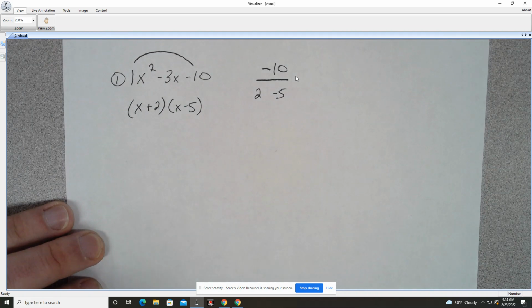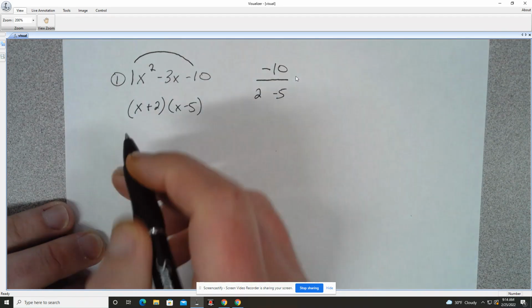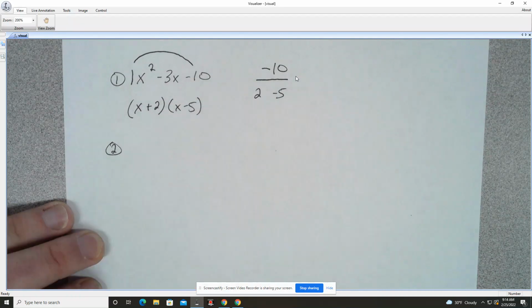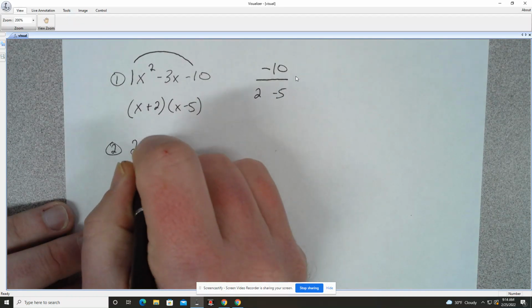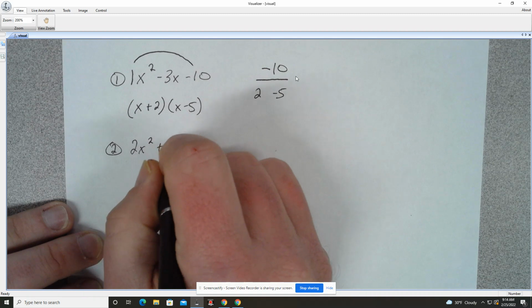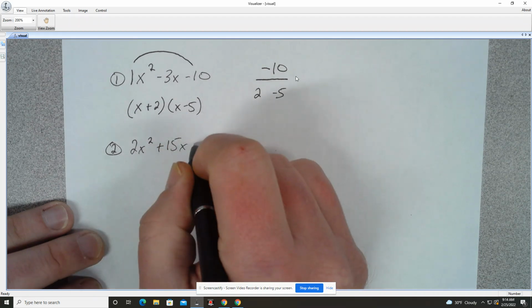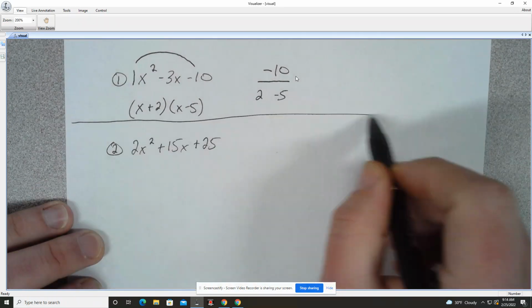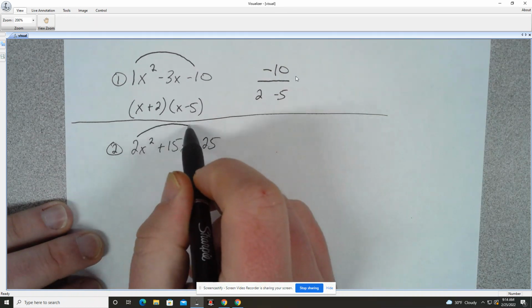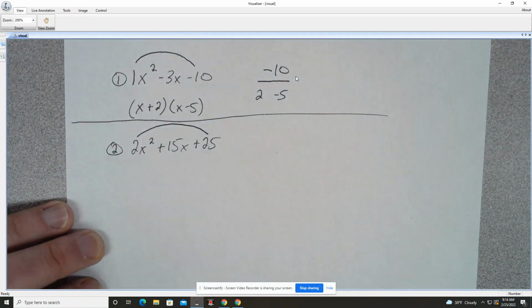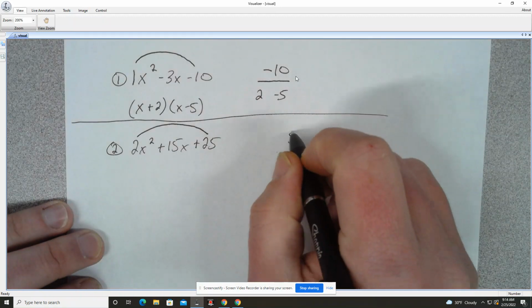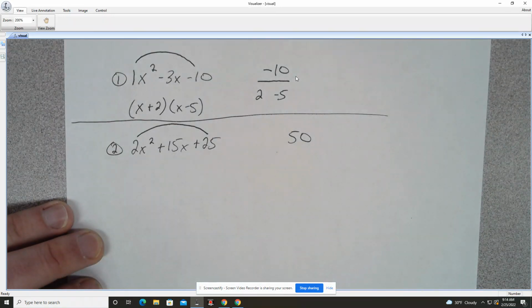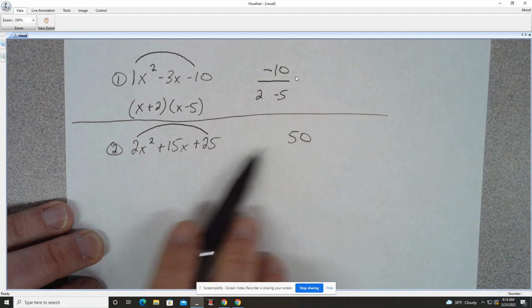Okay, so I showed you this first because when we get to a coefficient that is larger than 1, we want to factor it a little differently. It's the same process, but some different steps have to happen. So I'm going to multiply my first term by my last term, 2 times 25. And that's going to give me 50. So I'm doing the same thing here. I'm trying to find factors of 50 that add to 15.